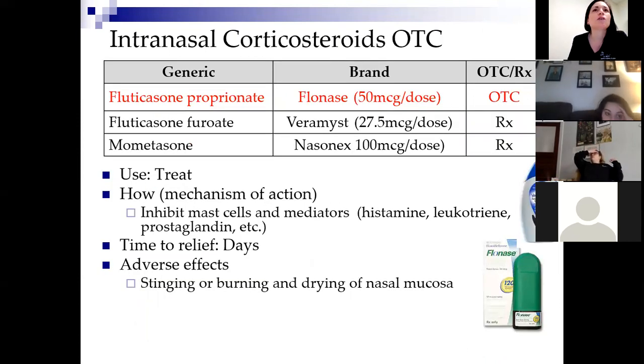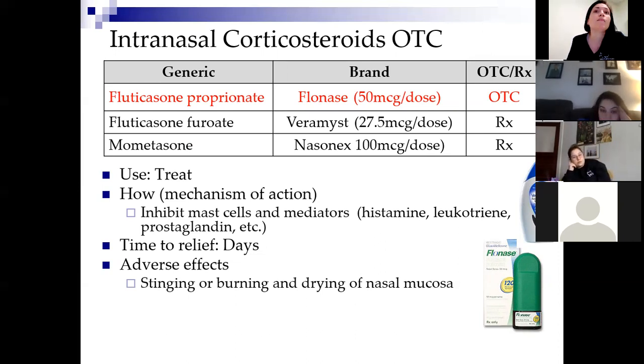So the intranasal corticosteroids, that's the next category. These all basically reduce inflammation inside the nose. They inhibit the mast cells and the mediators like the leukotrienes. These take a few days to actually start working really well, so they don't start working immediately. Adverse effects of these are the stinging and the burning and the drying of the nasal mucosa. Flonase is over the counter. It used to be prescription, but now it's over the counter.